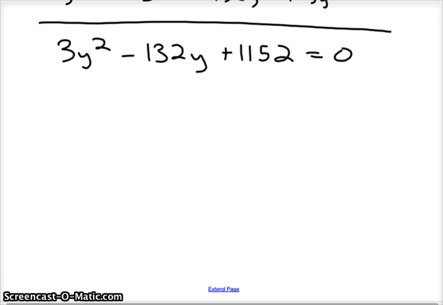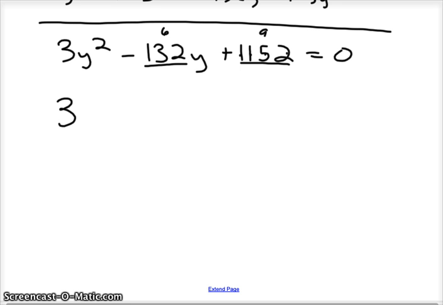To save time, I noticed 3, 132, and 1,152 are all divisible by 3. And you can do that just quickly by adding up the terms. Like 3 is divisible by 3, that's obvious. But 132, that's not obvious. But if you notice, 3 plus 2 plus 1, that's 6. And when the sum of the digits is divisible by 3, then the number is also divisible by 3. And you can also do that with the 1, 1, 5, 2, which would be 9. And so we know it's divisible by 3 all the way across.